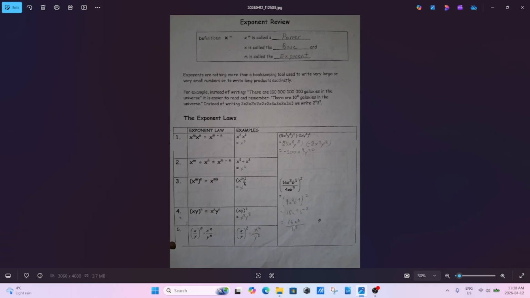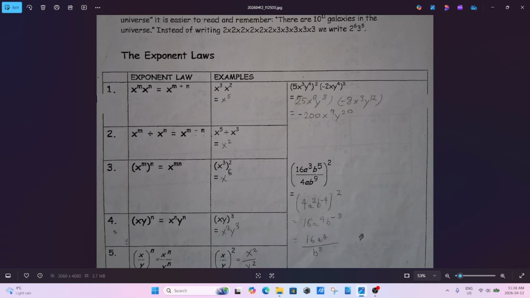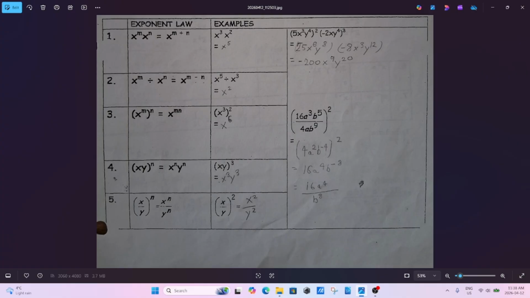The third exponent law. X to the m, all to the n, equals x to the m times n. So for example, if you have x to the exponent 3 and everything to the exponent 2, that's just x to the 3 times 2, which is just x to the exponent 6.